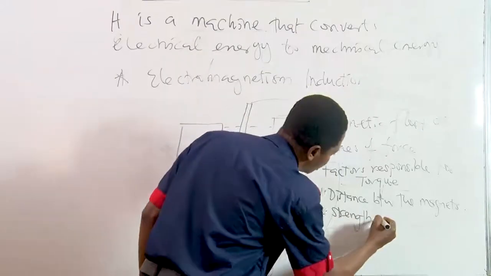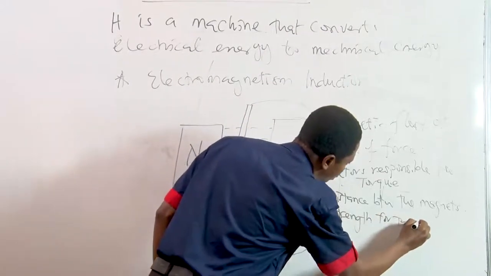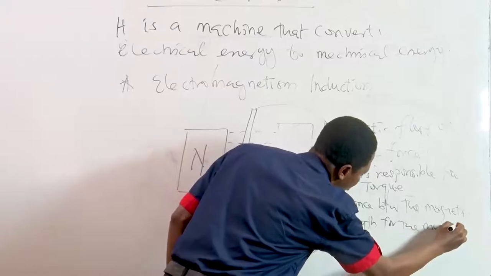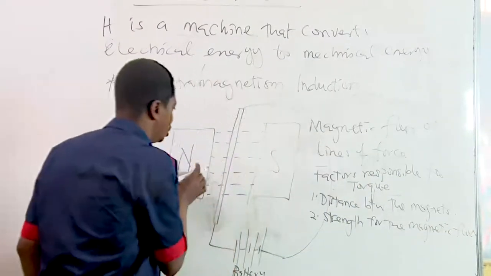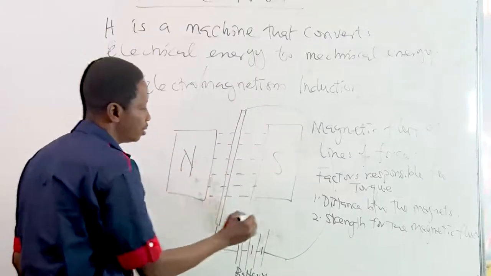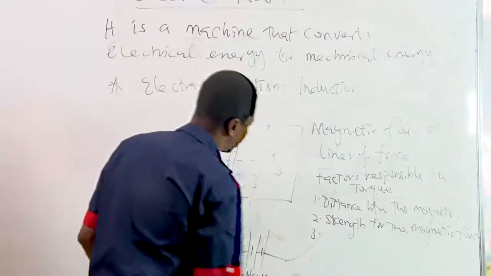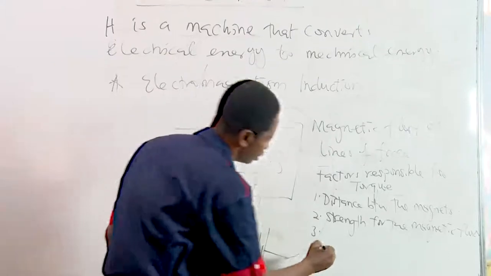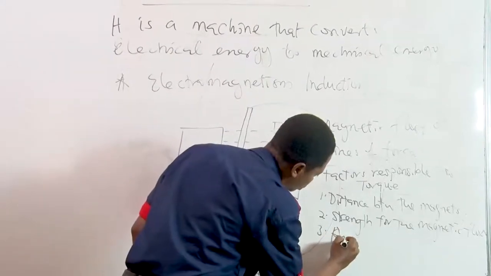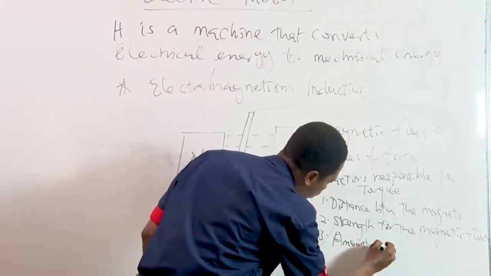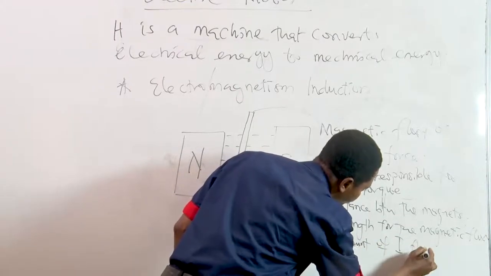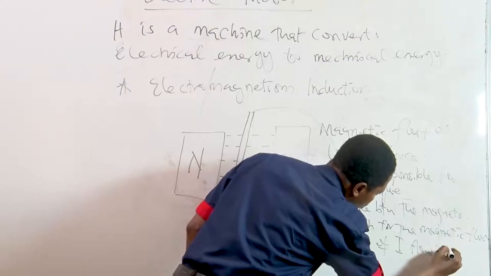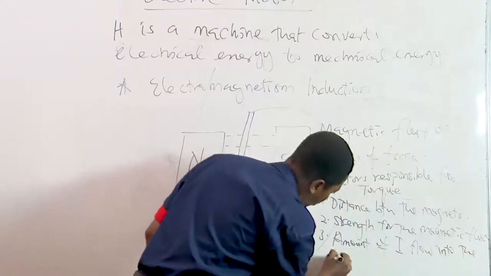So the strength for the magnetic flux. The distance determines the strength. And number three is the amount of current flowing into the conductor.